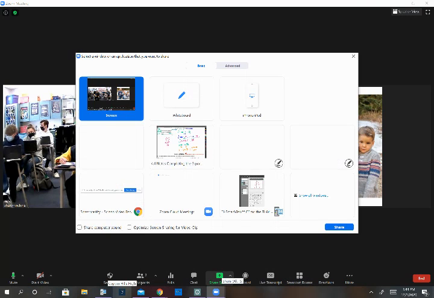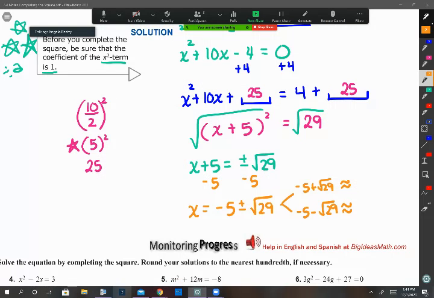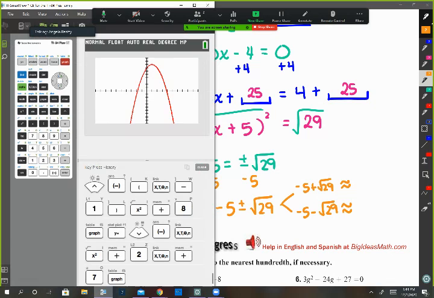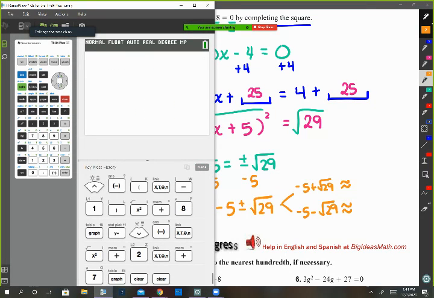All right, so what I want to do is share my whole screen with you for just a second so that you can see the calculator. Can you see the calculator okay? Now you can? All right, so we're going to put that in.